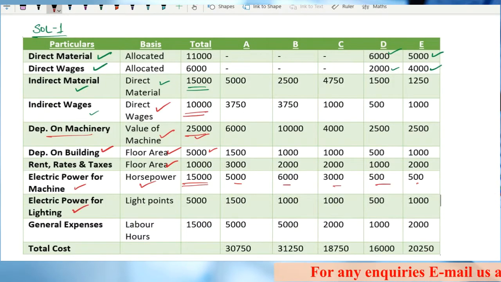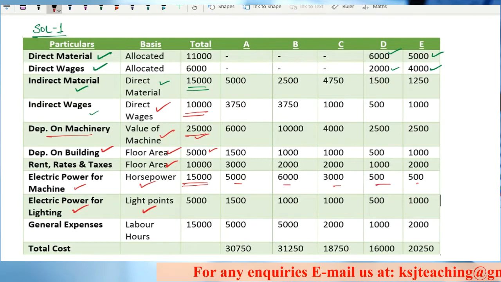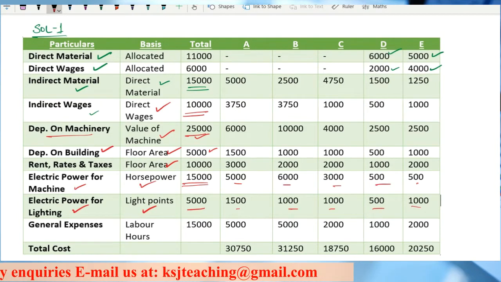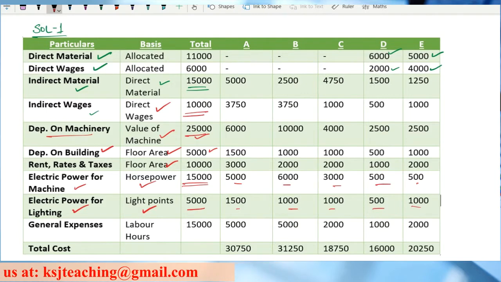Electric power for lighting, light points. Total 5,000 distributed in this ratio. Okay, so this is the format in which you have to do it. It is not important to put the lines in between and make tables. Don't waste time on that. You can do it without lines also.